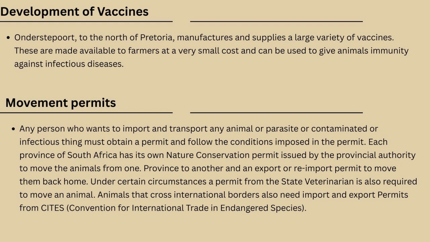Each province of South Africa has its own nature conservation permit issued by the provincial authority to move the animals from one province to another, and an export or re-import permit to move them back home. Under certain circumstances, a permit from the state veterinarian is also required to move an animal. Animals that cross international borders also need import and export permits from CITES, the Convention on International Trade in Endangered Species.